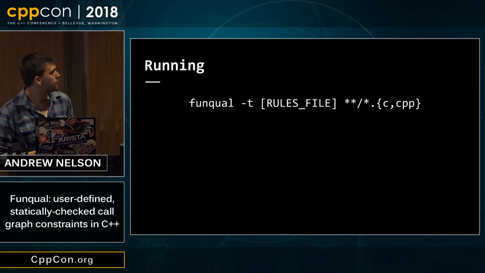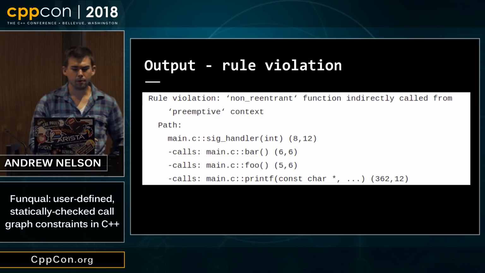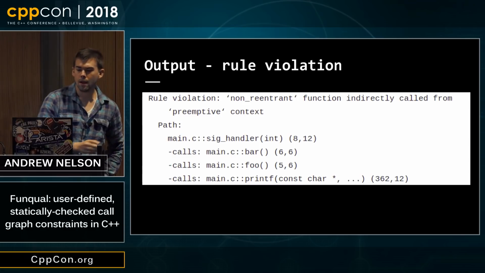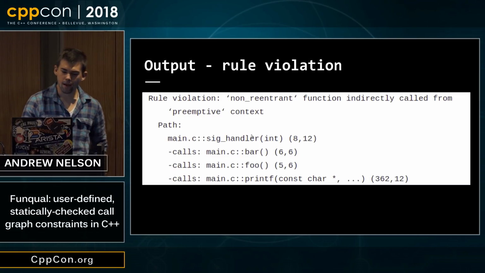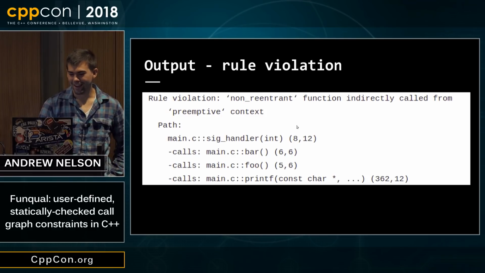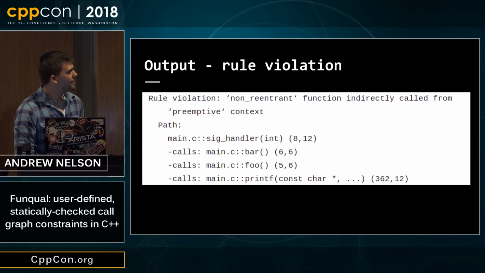Running it is pretty simple. Funqual, passing the rules file, passing all the C and C++ files to run. Then the output looks a lot like this. So this is an example of a rule violation error. There is a call to a non-reentrant function from a preemptive context, and it'll tell you all the function calls in that chain. So it says signal handler on line 8, oh no, called bar on line 6, called foo on line 5, called printf, which is from standard lib. And so it makes it pretty easy to nail down exactly what the illicit call is that you're trying to stop.